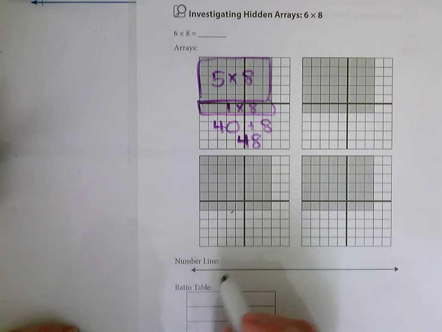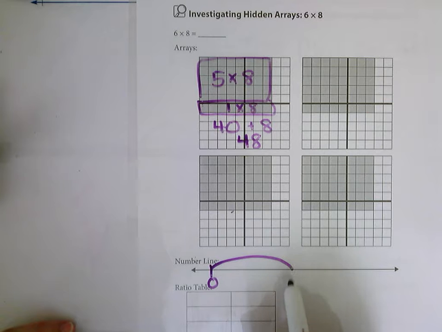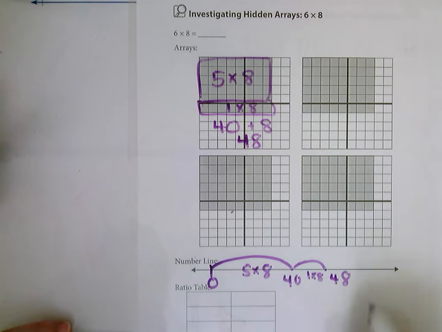I'm going to show 6 times 8 on the number line using that half 10 plus 1 strategy. If I started here at 0 and went 5 times 8, I'd get to 40. Then all I would need to do is one more set of 8 to get to 48. 1 times 8, you would just be adding 8 more. If I was going to show it in my ratio table, 5 times 8 is 40, and then 6 times 8 is 48. That is how I would show my half 10 plus 1 set.